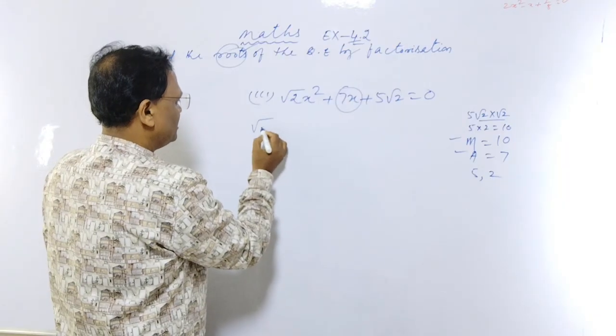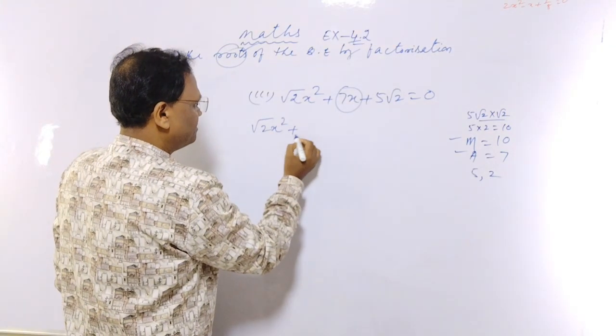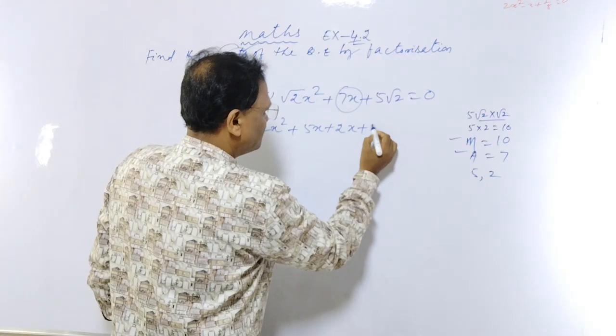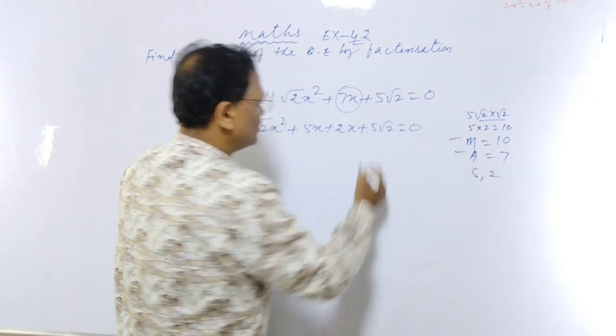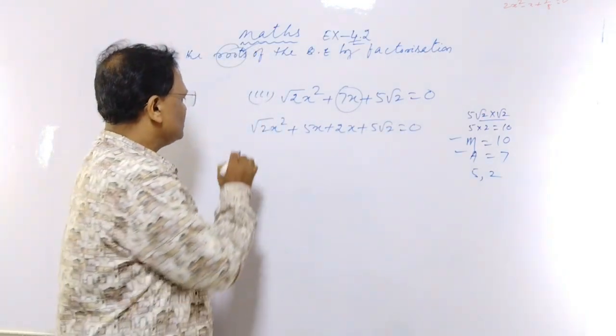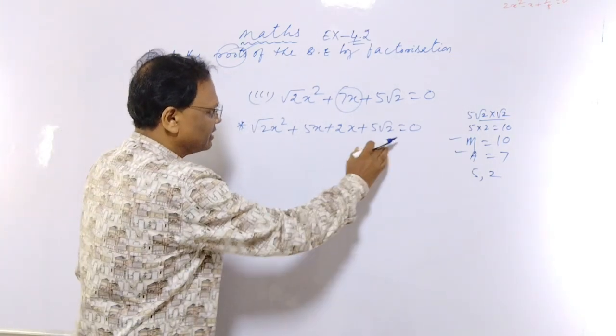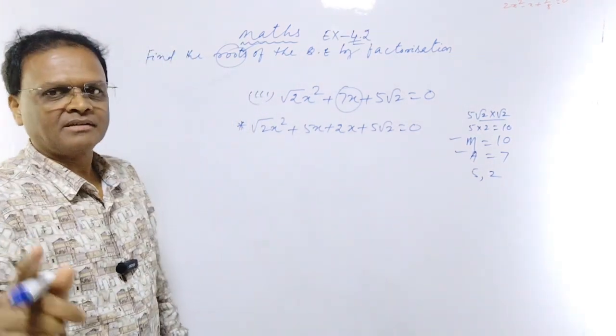So this gives me root 2x square plus 5x plus 2x plus 5 root 2 equals 0. Usually this first step always the students are making wrong. If the first step is correct, all the rest of the steps will come out right.